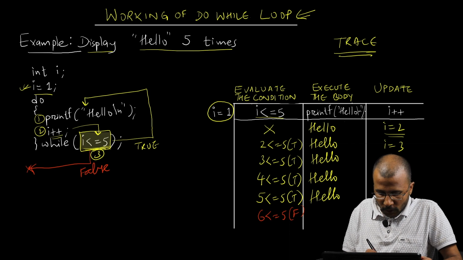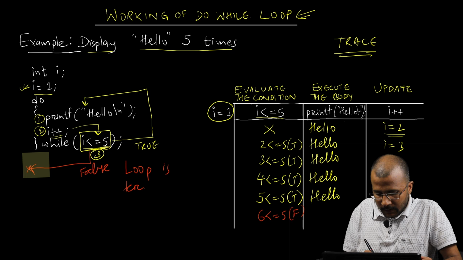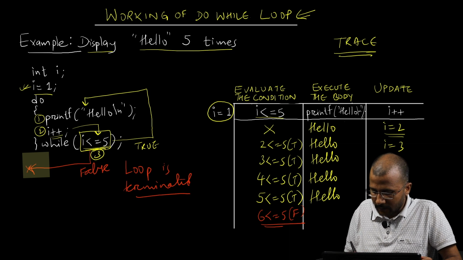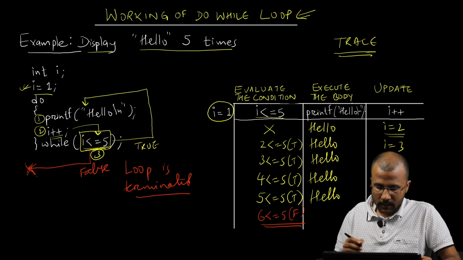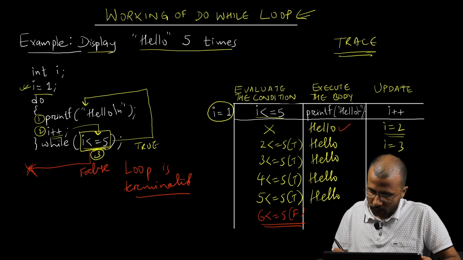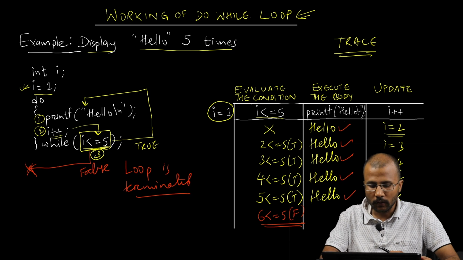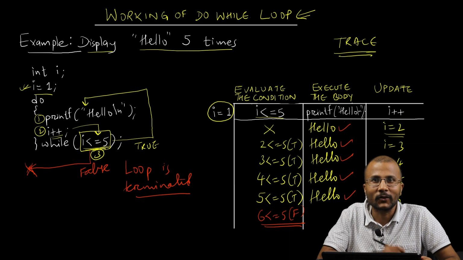Okay, that means the loop is terminated. Loop is terminated because the value of I becomes 6 and the condition 6 less than equals to 5 becomes false. So the loop stops here. Okay, so if you count, I have displayed hello 1, 2, 3, 4, 5 times. Okay, this is how the do while loop actually works.